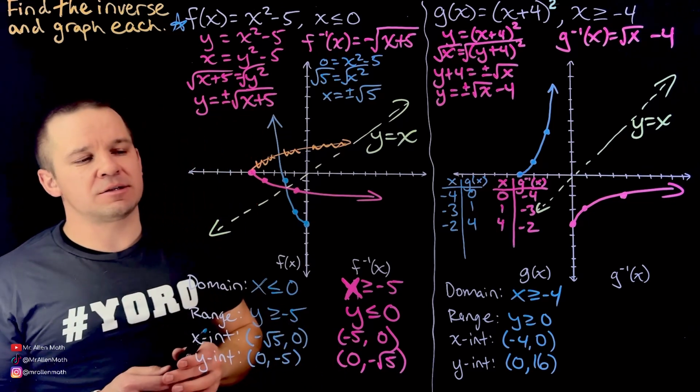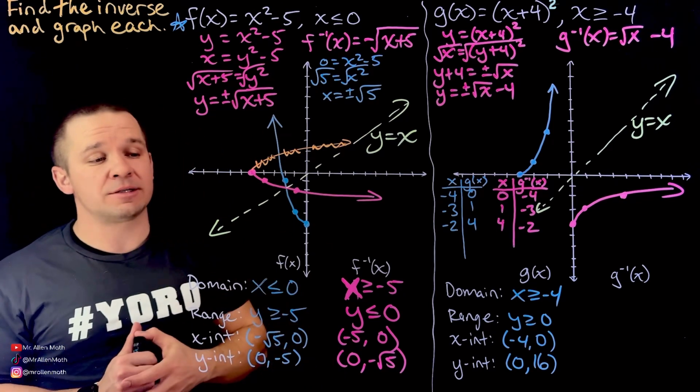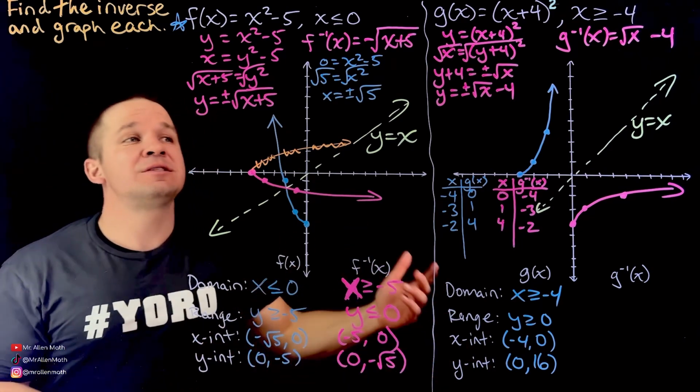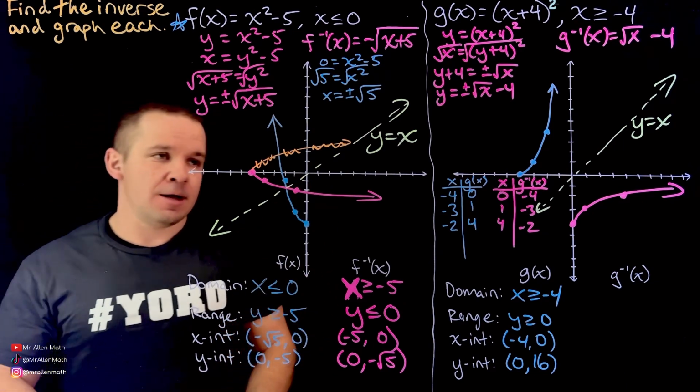Don't forget your basics, all right? If I want a y-intercept, throw 0 in for x. If I want an x-intercept, put 0 in for y, a.k.a. set this thing equal to 0, okay?